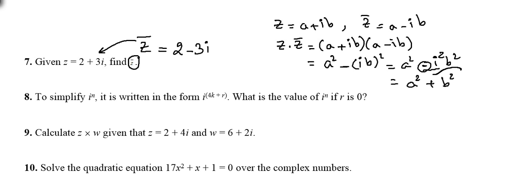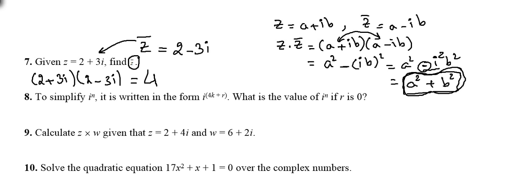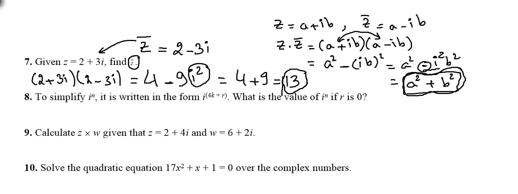So we end up with a real number. If we multiply two complex conjugates, we end up with a real number, no i in it. So if we multiply 2 plus 3i with 2 minus 3i, the answer will be 4, because 2 squared minus 3 squared is 9, i squared is i squared. But what is i squared? It's minus 1. So 4 minus 1 times minus 9 is plus 9. The answer is 13. So it's real. This one is real.